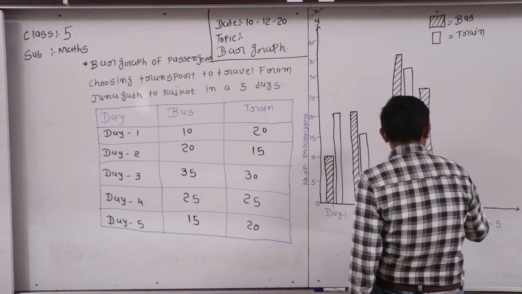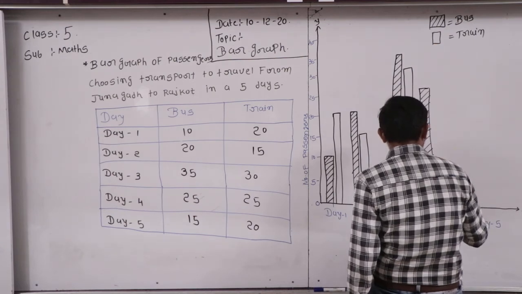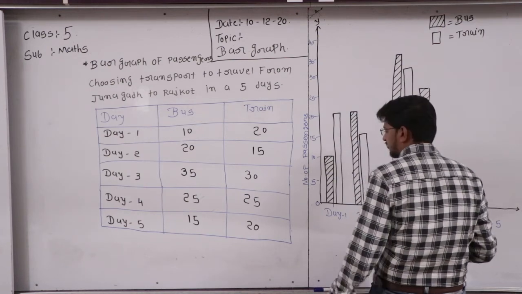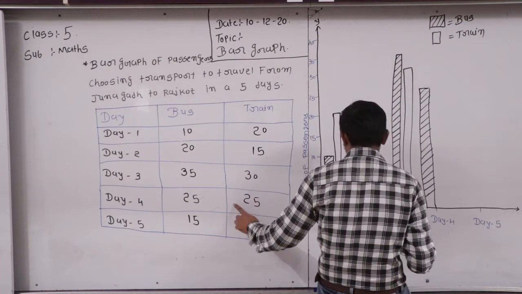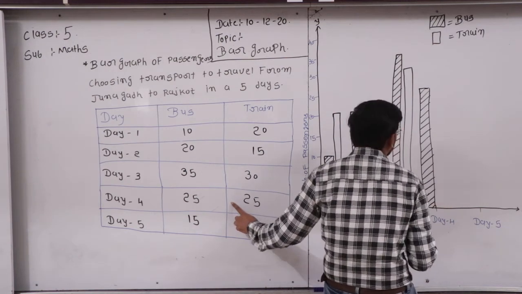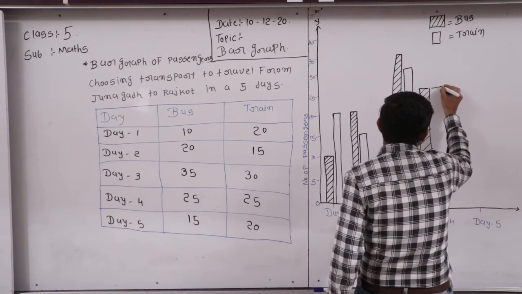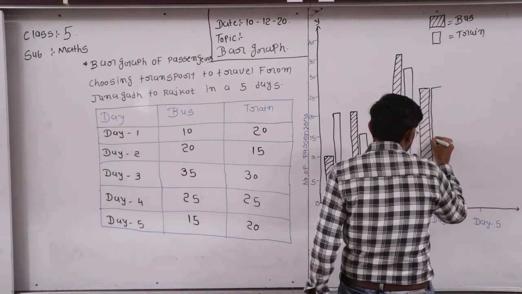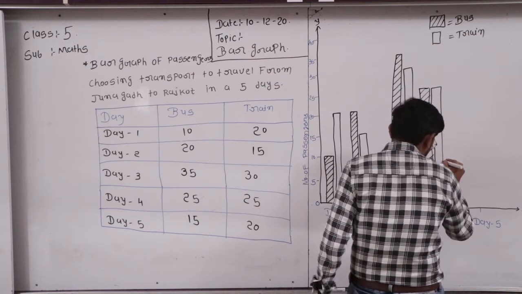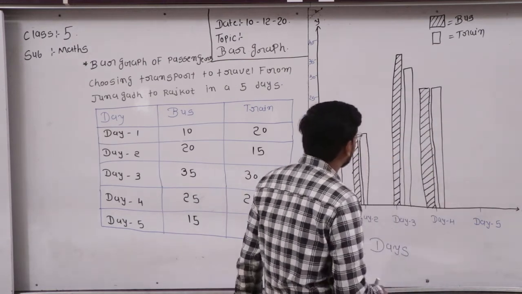And how many passengers choose a train on day 4? 25 passengers choose a train on day 4. So once again we draw here from here. This bar graph is for a train on day 4. Right?